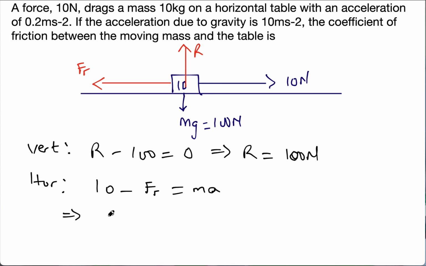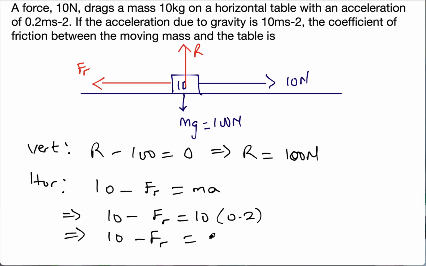So if we put that into this, we have 10 minus the frictional force equals ma. So the ma will be, mass is 10 kilograms, and then this is 0.2. The implication of this is that 10 minus the frictional force equals 10 times 0.2, that is 2. If we do this arithmetic, frictional force will be 10 minus 2, which will be 8 newtons. The implication of this is that it experiences a frictional force of 8 newtons.